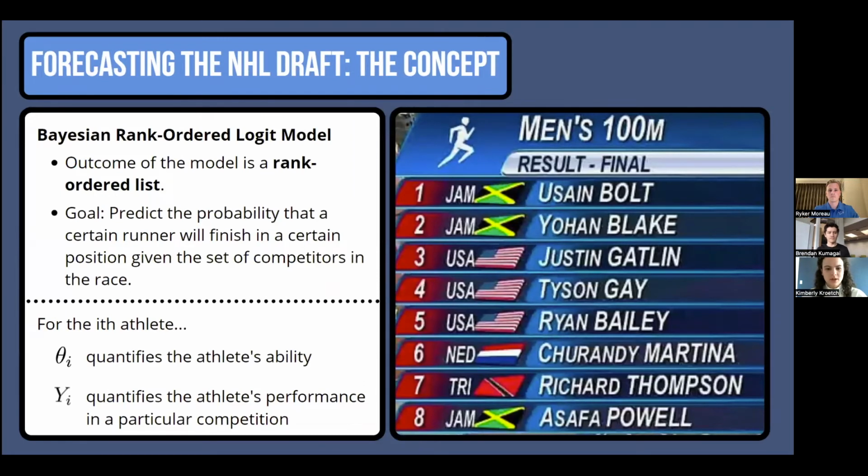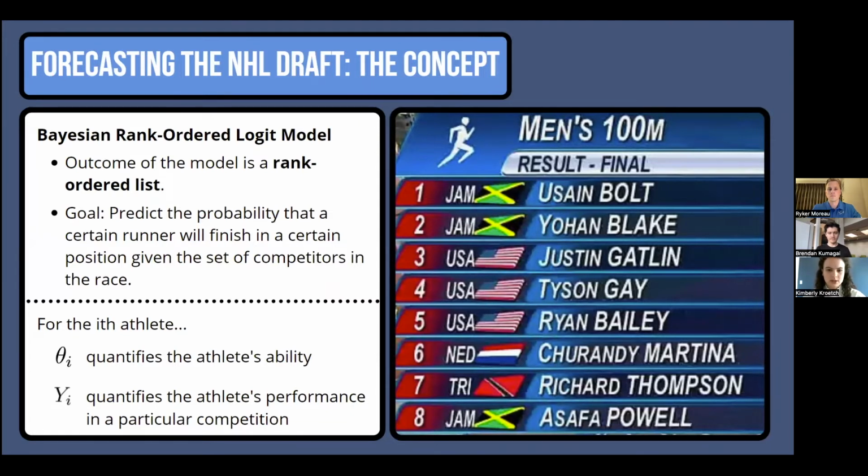Okay, so to model the NHL draft, we're using rank-ordered logit models. And these have been previously employed in multi-competitor sports, where the outcome is the rank ordering of the players according to their performance in the sport. For example, Tyrell Stokes, who inspired our work, modeled the ranking of runners in the 100-meter dash, as shown here on the right. The goal is to predict the probability that a certain contestant will place in a certain position, given the entire set of athletes.